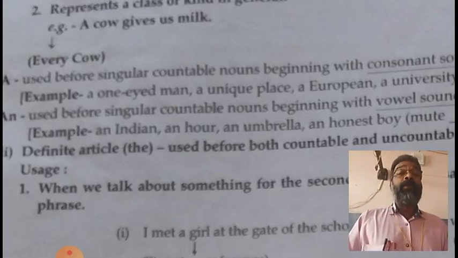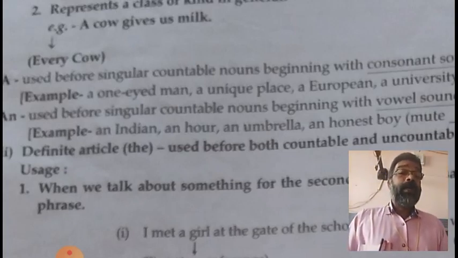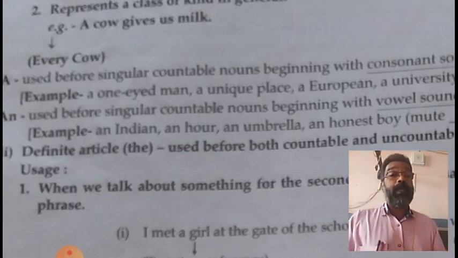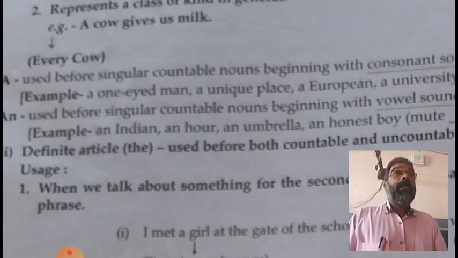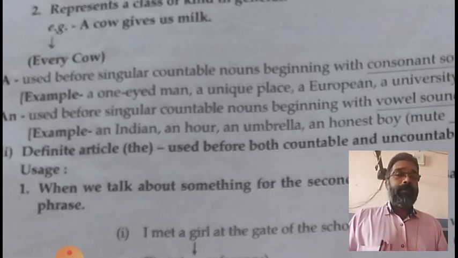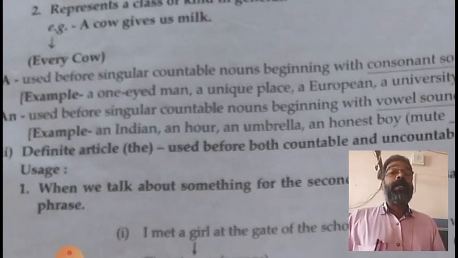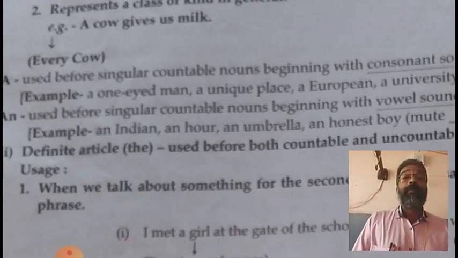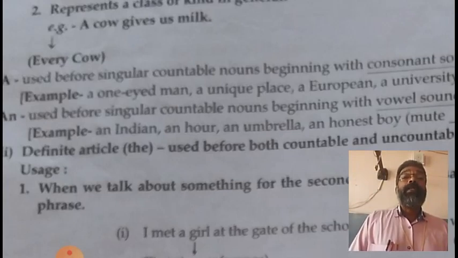Then an is used before singular countable nouns beginning with a vowel sound. Here also vowel sound, not just the vowel letter alone. The meaning is that some words beginning with a consonant letter may be pronounced with the sound of a vowel. So in that case, we use an instead of a. Examples: an Indian, an hour.